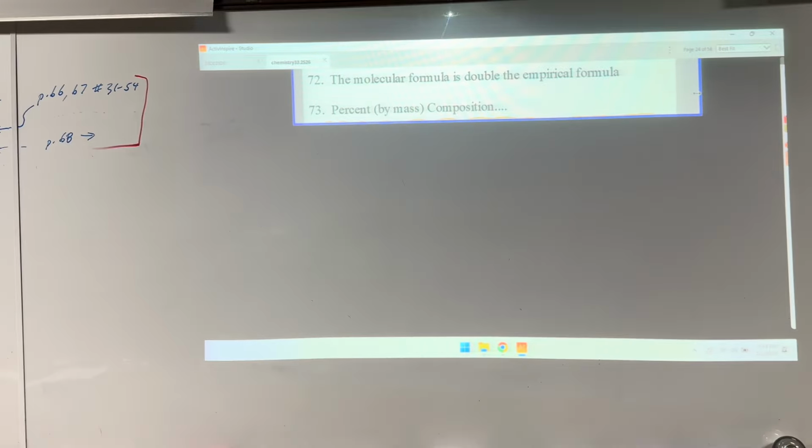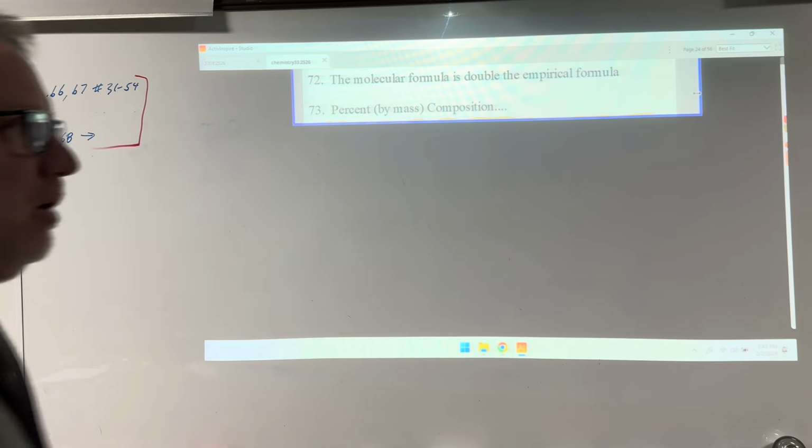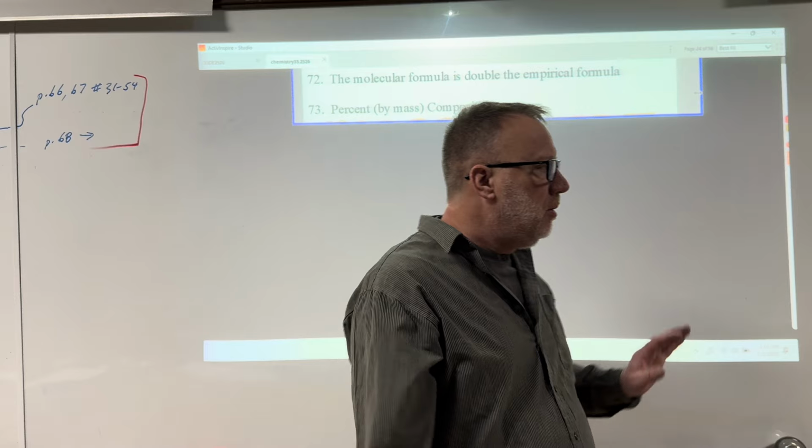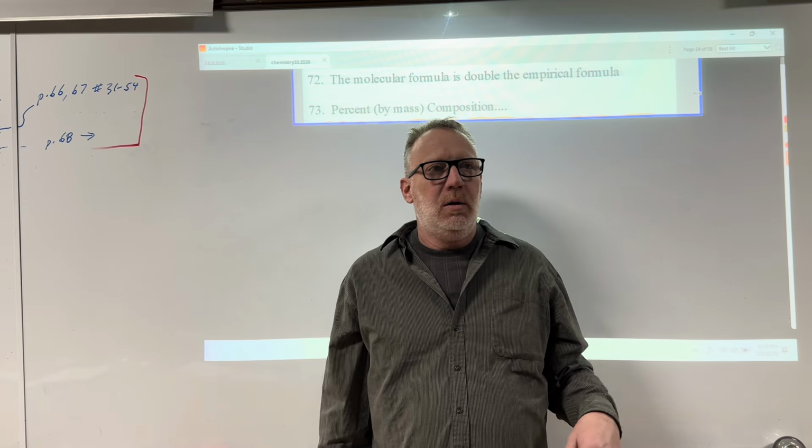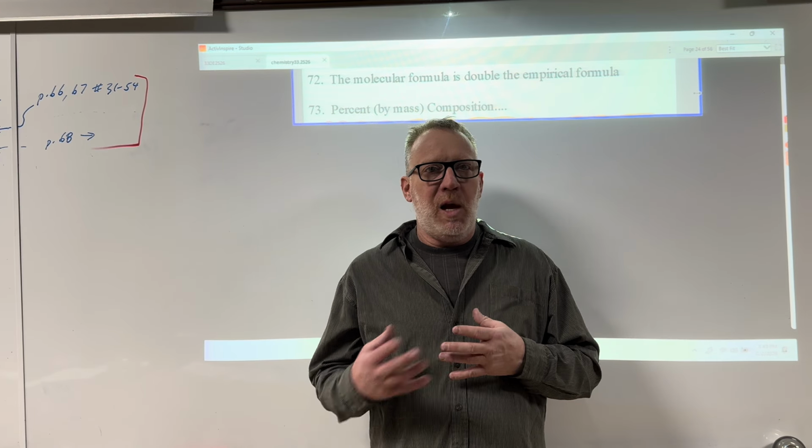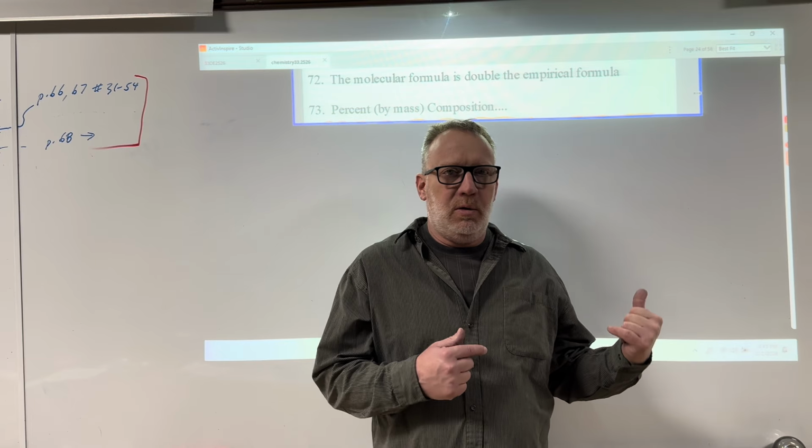It's possible. 73. Hematite, Fe2O3. I told you it was Fe2O3. And magnetite, Fe3O4, are two ores used as sources of iron. Which one provides the greater percentage of iron per kilogram? So you don't have to do the complete percent composition here, but you have to figure out the molar mass of each and find iron's composition.